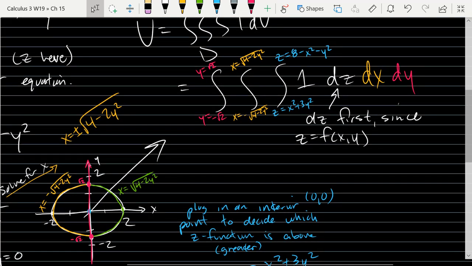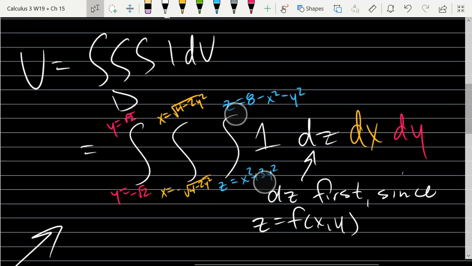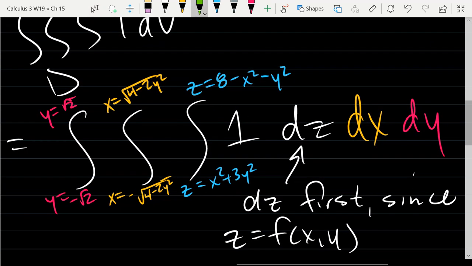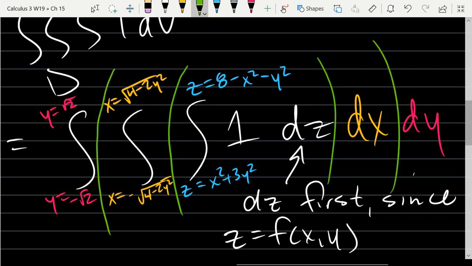So how do you integrate this? We have a nice colorful integral here, and we're actually doing calculus. We haven't really done any integration yet, just setup. Now there's two sets of parentheses. So if we parenthesize, it looks like this. So we're gonna deal with the inside integral first, the z integral, then the x integral, and then the y integral.